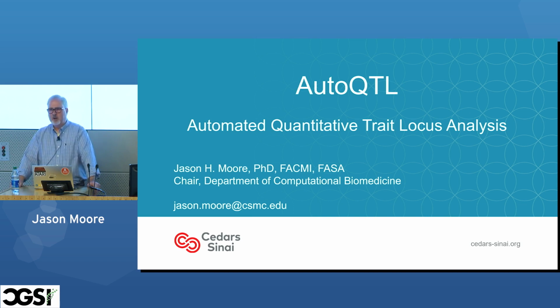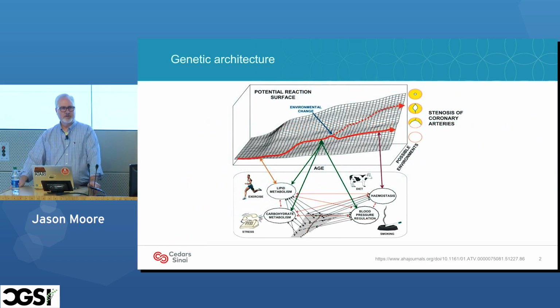So I'm a computational geneticist and want to tell you a little bit about a new method we've developed for automated quantitative trait locus analysis. So let's start with genetic architecture. As we think about the genetics of a complex trait like coronary artery disease that I have shown here, we ask questions about how many genes are involved, what are the variation in those genes and or around those genes, and what are the effects of those variations on the phenotype that we're interested in.